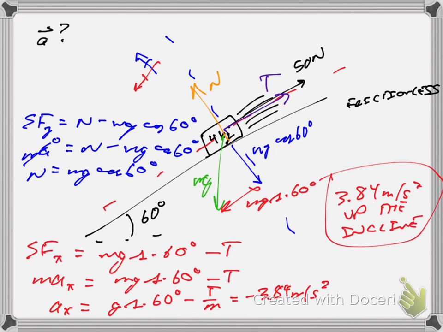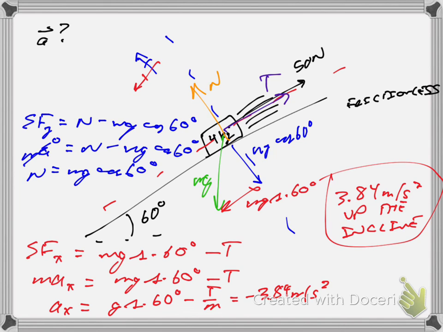Do I panic? No, I just said, hey, I assumed down the incline was positive, so if I end up with a negative answer, that just means it's up the incline. So I'm going to report the final answer as 3.84 meters per second squared up the incline, which tells me a couple of things. One, it tells me it's slowing down. Because the problem started off telling me that the block was moving down the incline, so if the acceleration is up the incline, acceleration and velocity are in opposite directions, so it's slowing down.